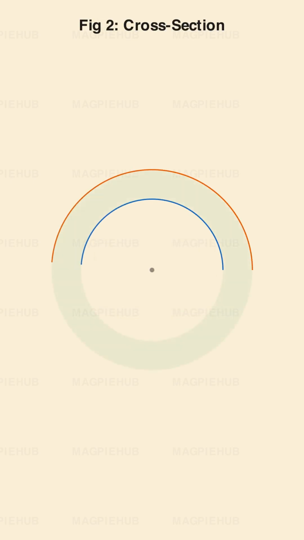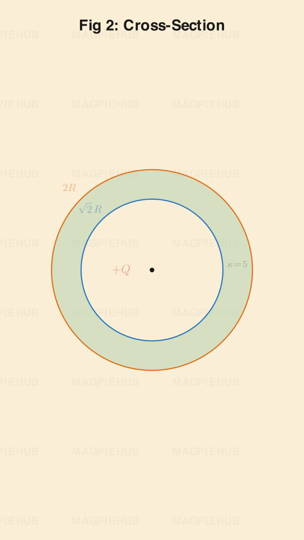Now look at the cross-section. The inner circle of radius √2r carries charge q. The outer circle of radius 2r is grounded. The shaded annular region is the dielectric with kappa equals 5. An imaginary flat plane of length L is placed at distance r from the common axis, parallel to it. We need the electric flux through this plane.